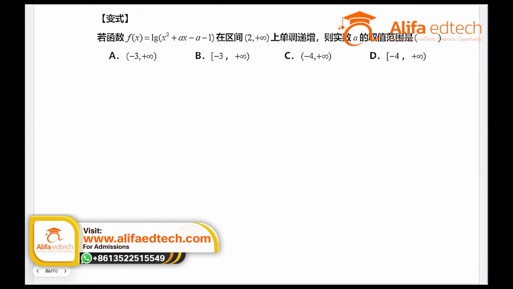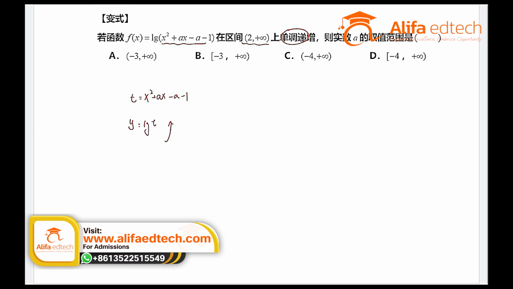Okay, now let's take a look at this quick practice problem. It gives another function, f of x, and says it's monotonically increasing on the interval from 2 to positive infinity. Now, what is the range of the real number a? Well, it's the same process. The inner layer is quadratic, so t equals x squared plus ax minus a minus 1. The outer layer is y equals log t.